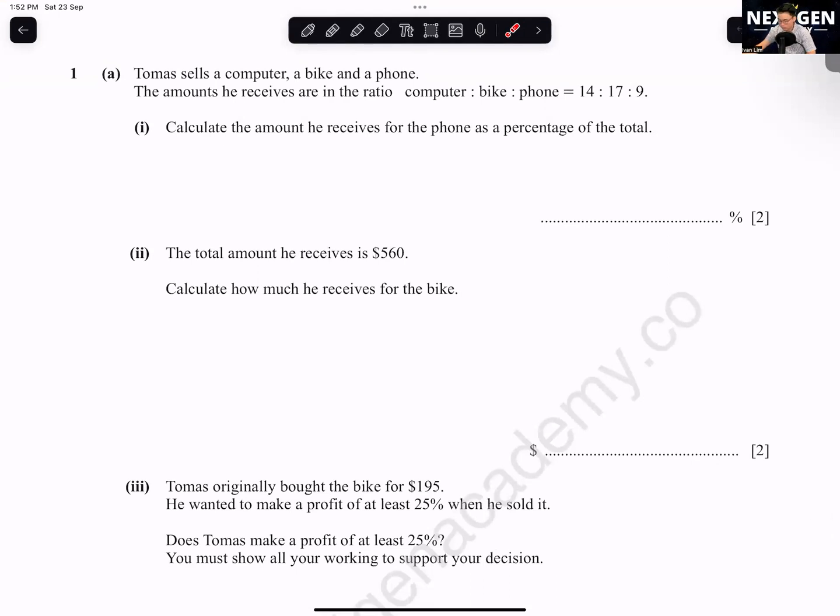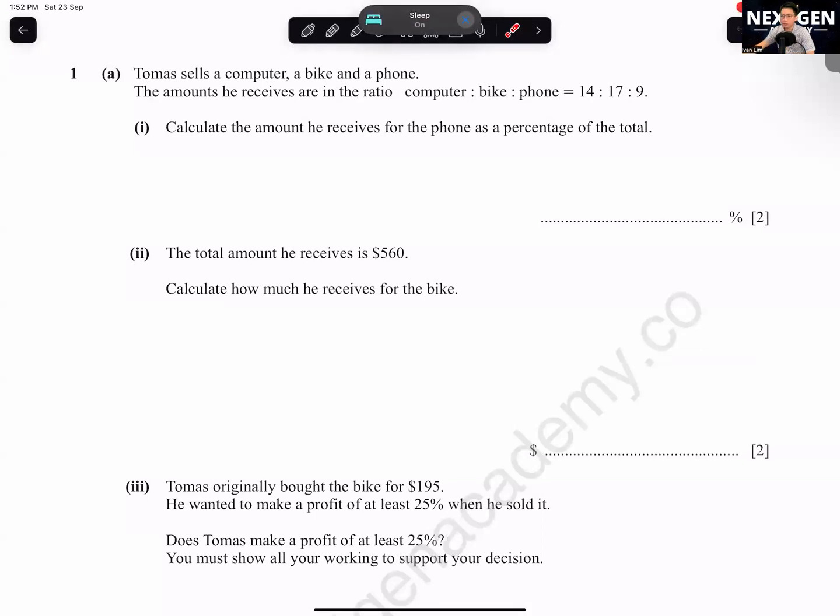Number one, Thomas sells a computer, a bike, and a phone. The amounts he receives are in the ratio computer, bike, phone 14, 17, 9. Calculate the amount he receives for the phone as a percentage of the total.